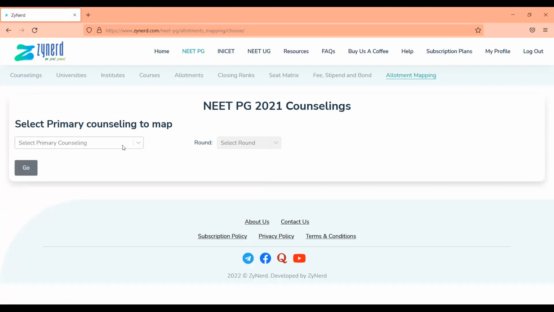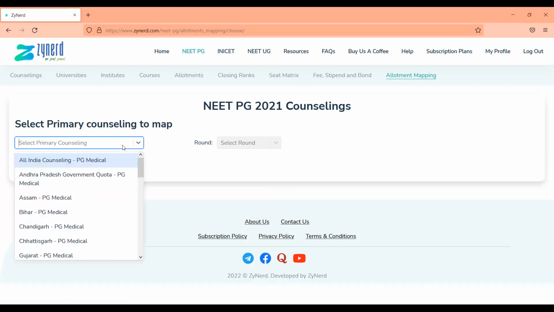What you would want to see is how many candidates from your state round 1 allotment list may have moved to the All India round 2 allotment list. So basically, the candidates who are in your state round 1 allotment list may move to a better seat in All India round 2, creating vacancies in your state, which you might want to look at. So that is where your tool helps. Your primary counseling will be your state counseling.